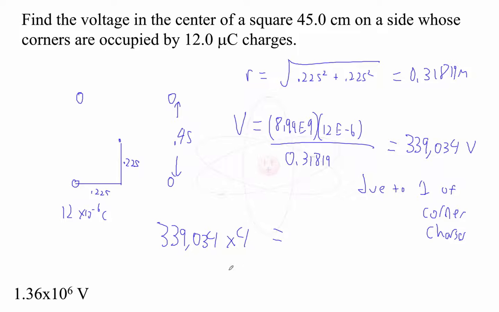There's some symmetry here. It is 1356136.526, like all the digits it can give me. Okay, so that is 1.36 times 10 to the 6th, 1.36 million volts.